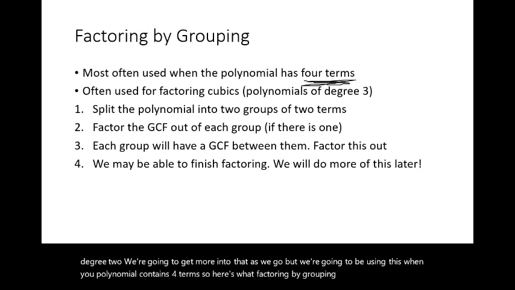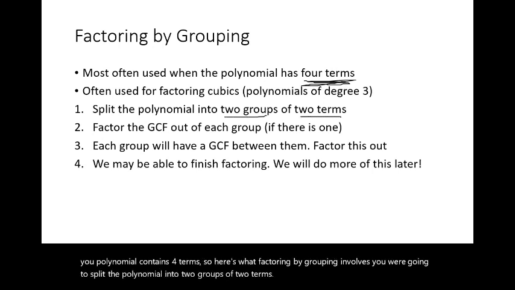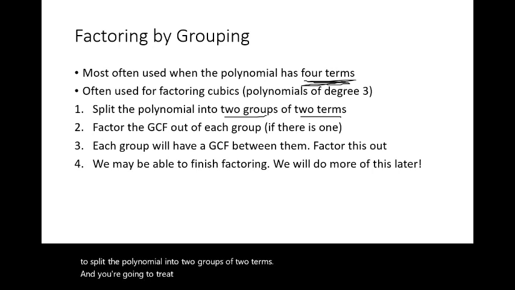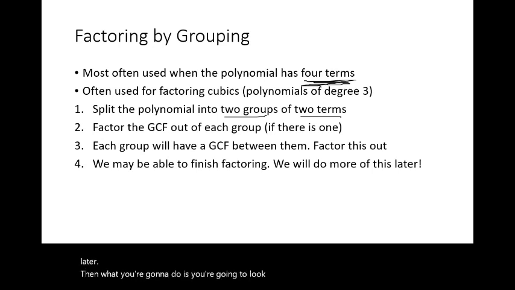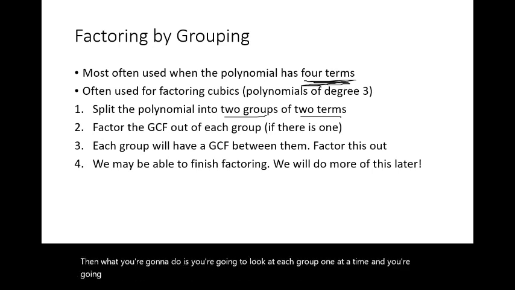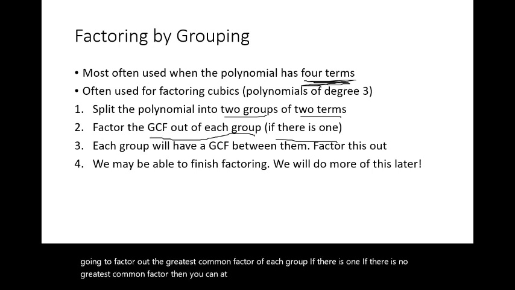So here's what factoring by grouping involves. You are going to split the polynomial into 2 groups of 2 terms. And you're going to treat each group separately, at least to start, before you put it all together later. Then what you're going to do is look at each group one at a time, and you're going to factor out the greatest common factor of each group, if there is one. If there is no greatest common factor, then you can at least factor out a 1 just to go through the steps and go through the motions and the process.